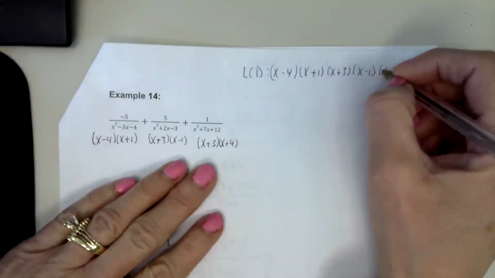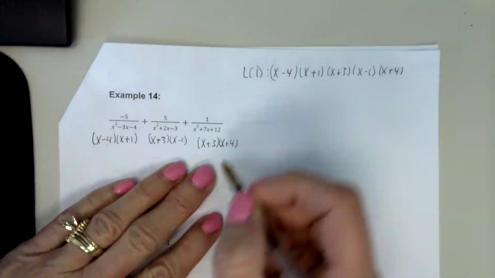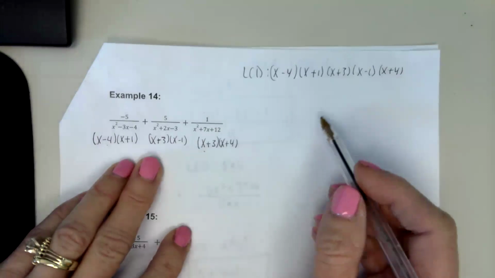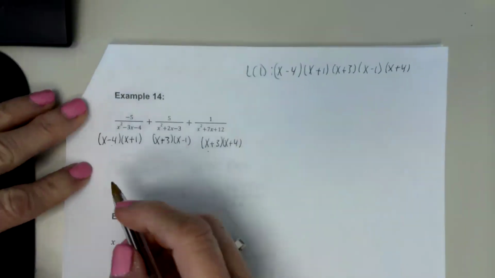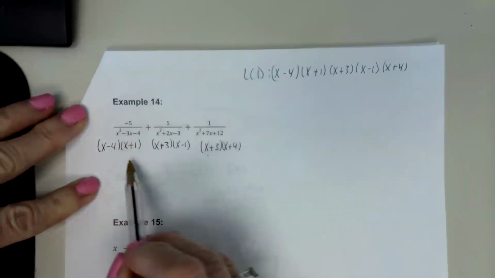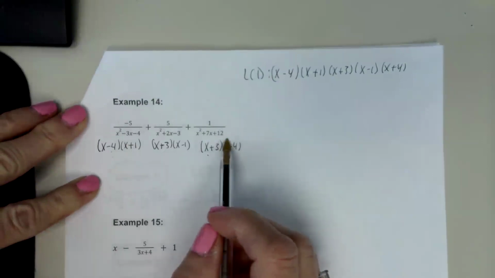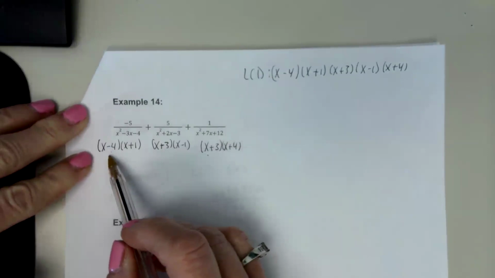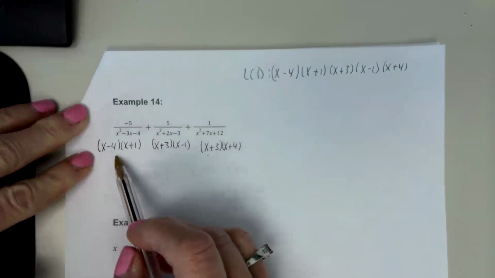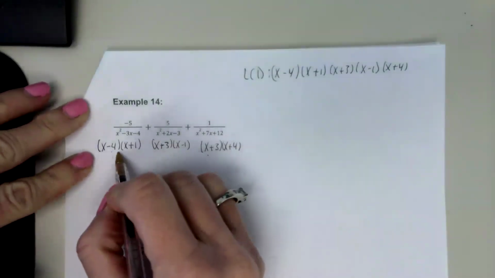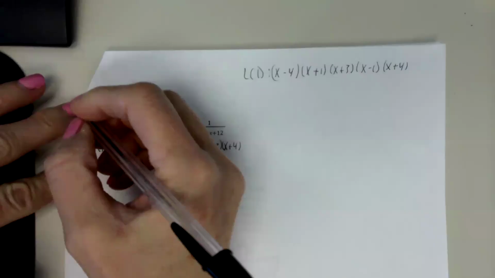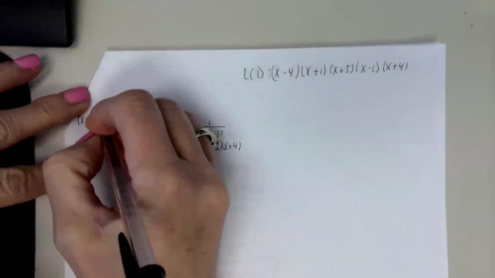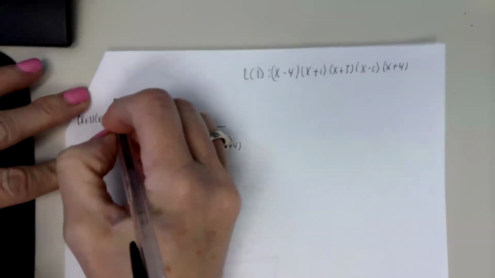an x plus 4. So the only one that was duplicated was the x plus 3. So we've got 1, 2, 3, 4, 5 pieces to this. So each numerator essentially is going to be missing 2 to 3. So the first fraction is missing the x plus 3, x minus 1, and x plus 4.